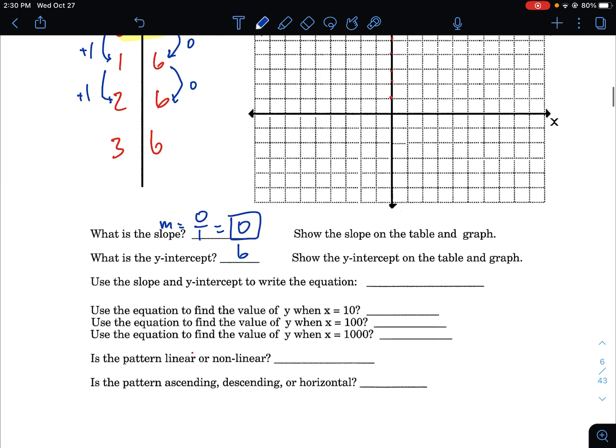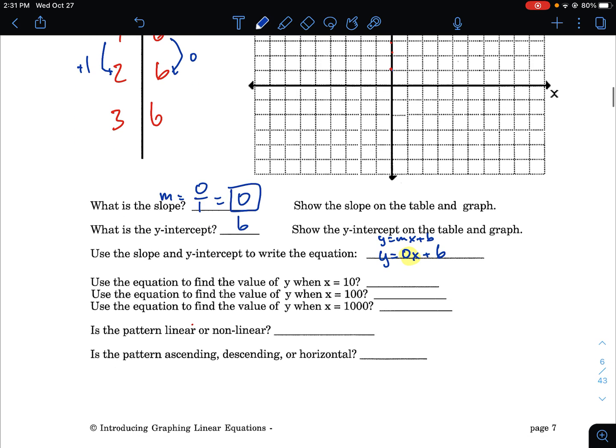Let's write y equals mx plus b. Our y equals, our slope is 0, x plus b, which is 6. Almost looks like a b itself. Now, we could simplify this even further because 0x could be simplified. What is 0x? Well, it's 0. And would it make sense to write y equals 0 plus 6, or can we simplify that further? Yes, we can simplify that further. We can basically ignore the 0x and just write y equals 6. And that is our equation.